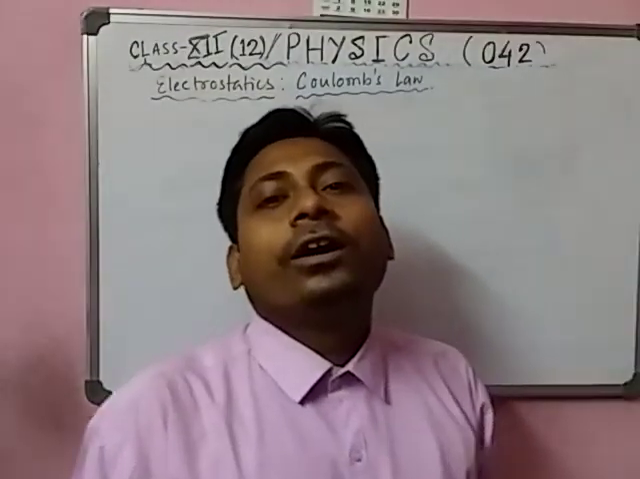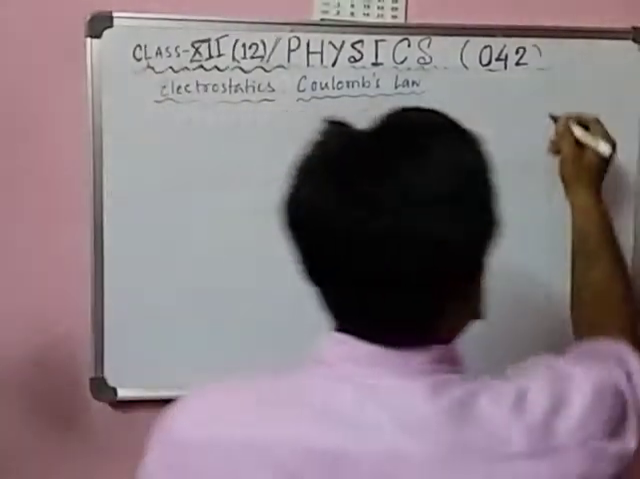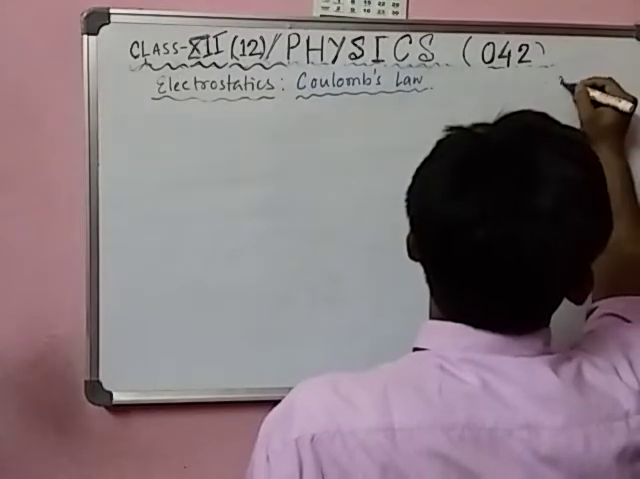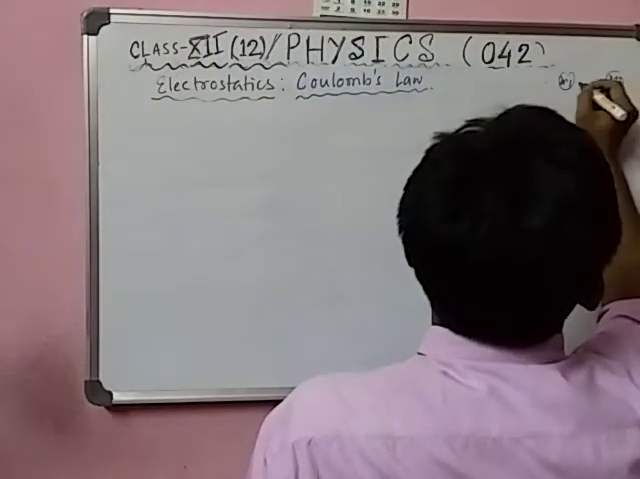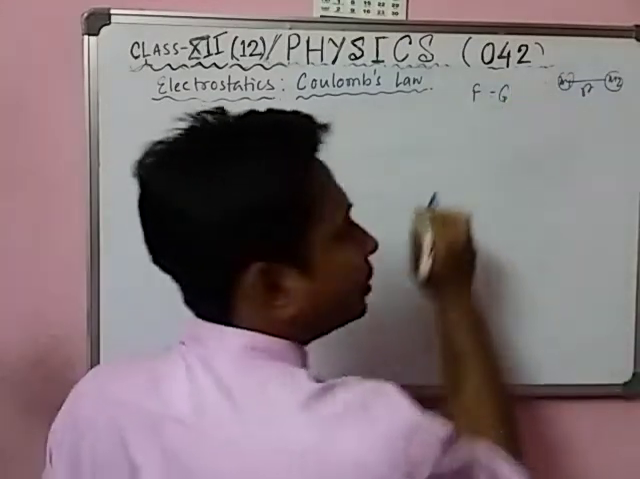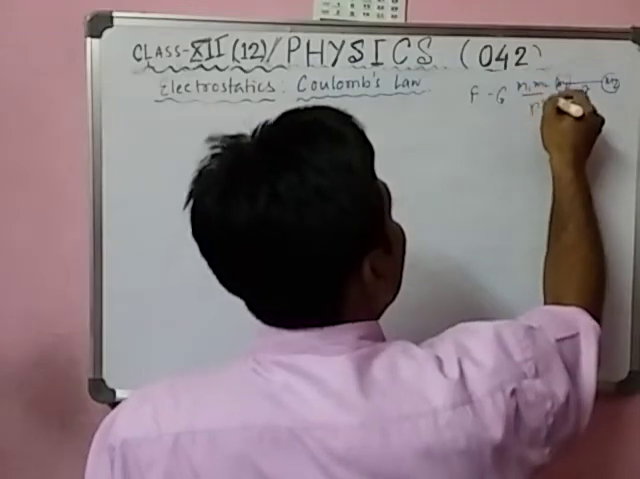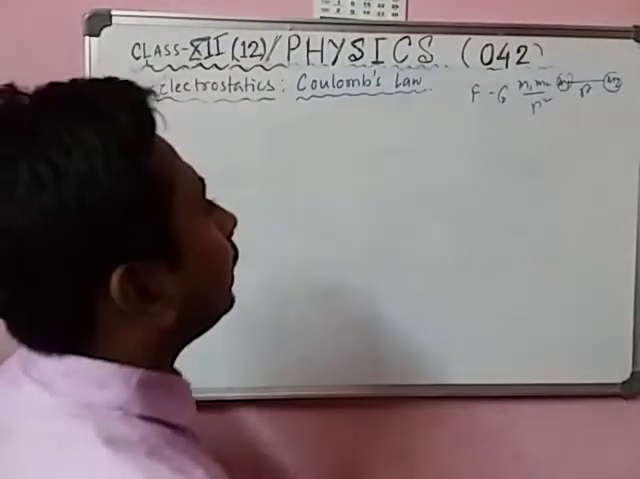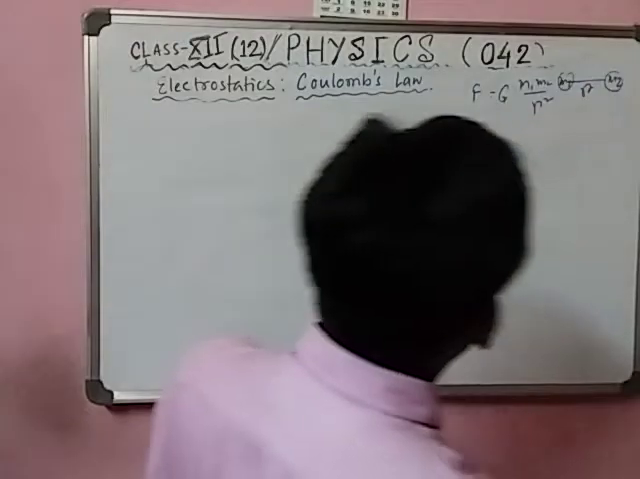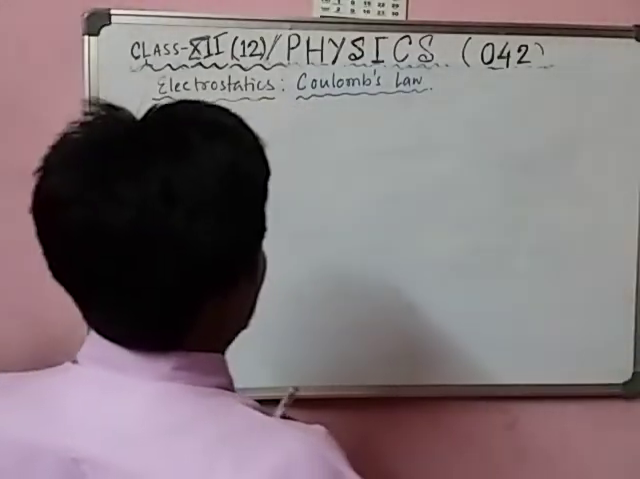You know the gravitational law. In the gravitational law, there are two masses. Suppose M1 and M2, two masses separated by a distance r, then you can write F equal to G, the gravitational constant, times M1 M2 by r square. Similarly, for a charge configuration, you can write Coulomb's law like this.